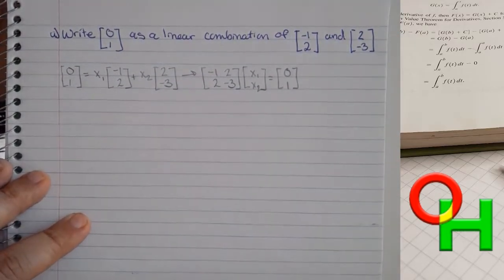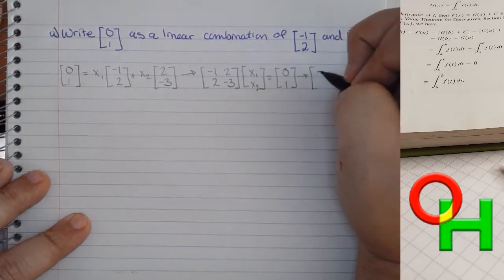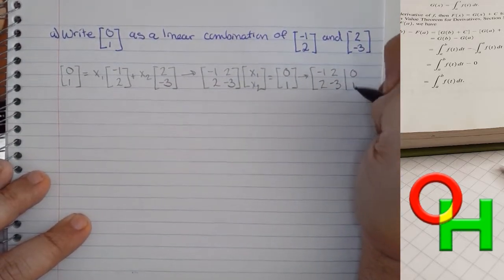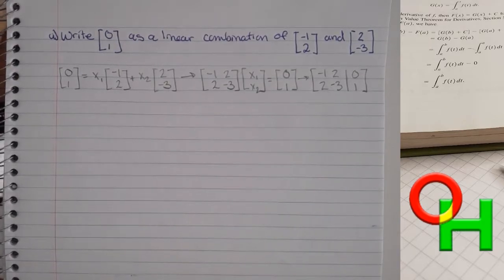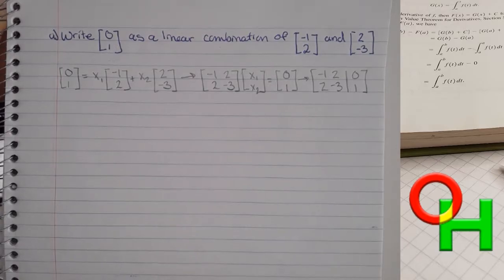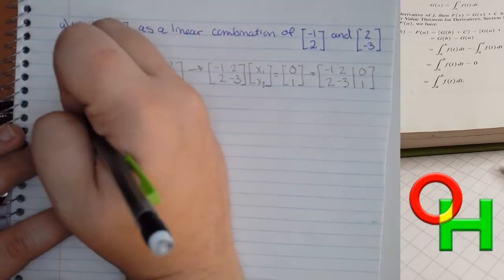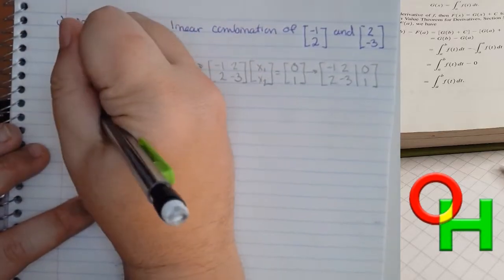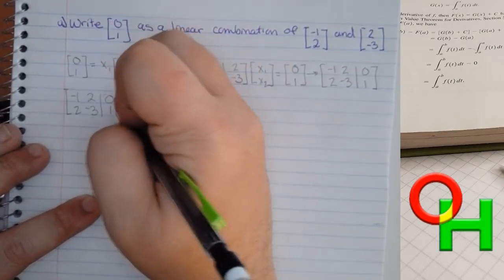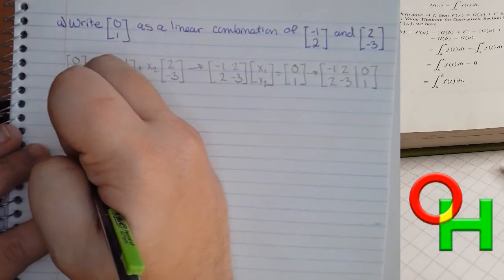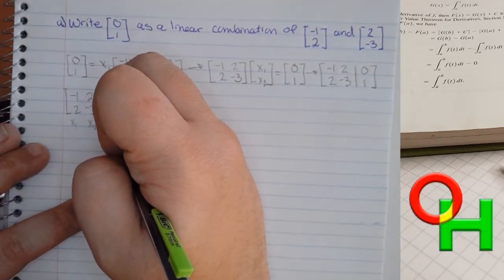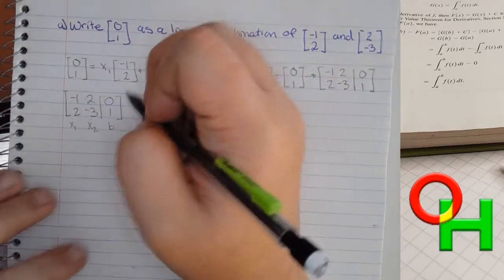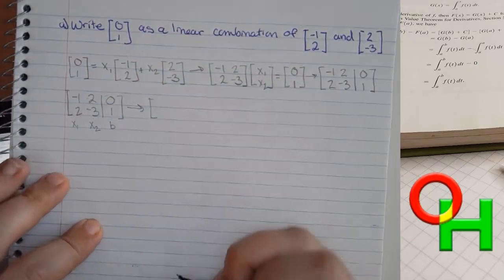And so this expression right here is also equivalent to the augmented matrix [-1, 2, 2, -3 | 0, 1]. I'm going to work with this augmented matrix and try to get it into reduced row echelon form. When I get that, it's going to give me my solution for x1 and x2. Just as a reminder, the first column represents the x1 variable, the second column represents the x2 variable, and the last column represents b or some other vector.